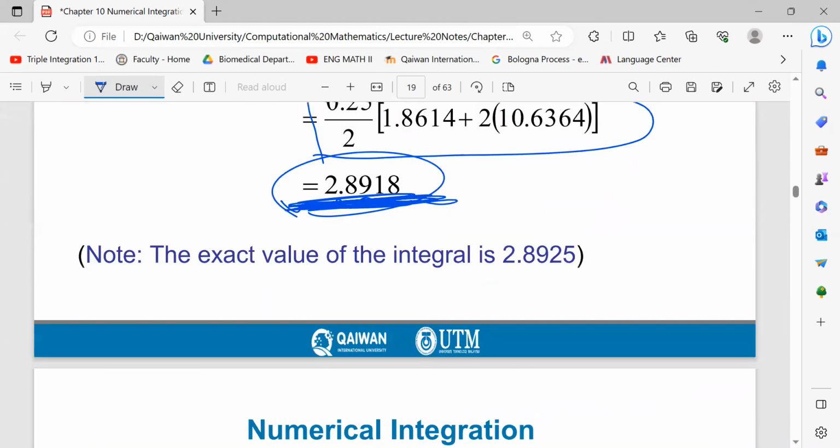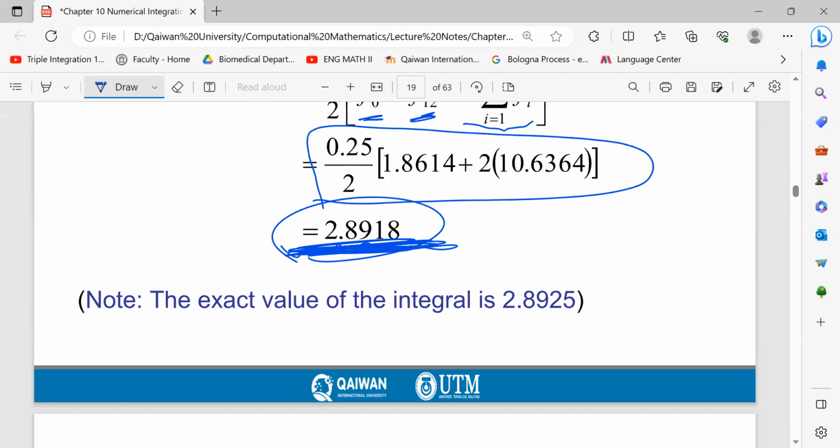As you see, by increasing the number of subintervals, or decreasing the step size, in the first one it was 0.5 and in the second one it is 0.25. The smaller the h we take, the more accurate the value we get for the integration.